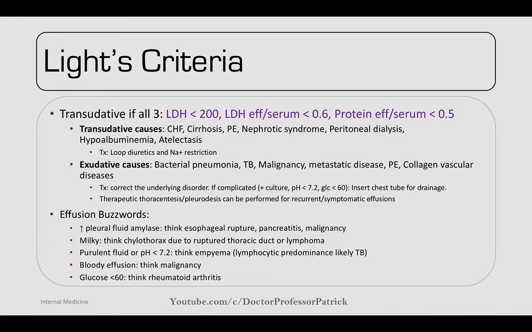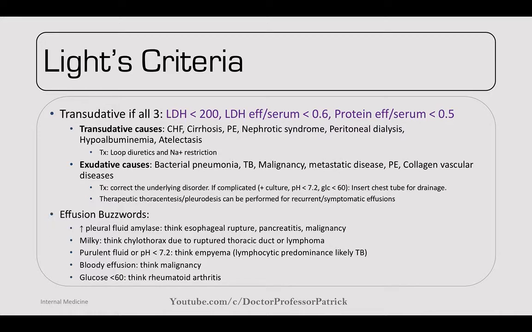So moving into Light's criteria, in order to be transudative, all three criteria must be met. The LDH must be less than 200, the LDH of the effusion over the serum must be less than 0.6, and the protein in the effusion over the serum must be less than 0.5. The most common cause of transudative effusion is CHF, and then cirrhosis, PE, nephrotic syndrome, peritoneal dialysis, hypoalbuminemia, and atelectasis are also common causes. You can treat this with loop diuretics and sodium restriction if it's known.